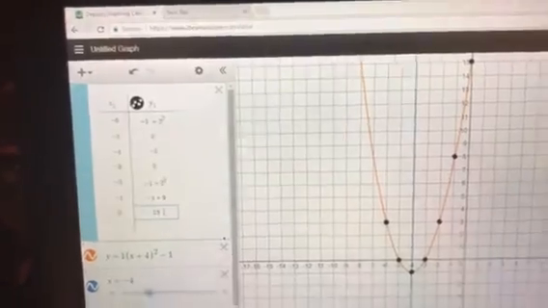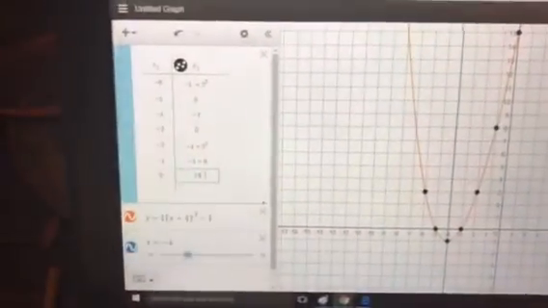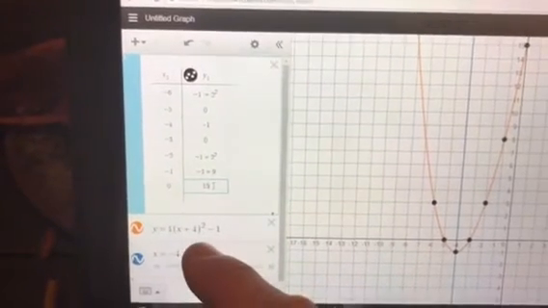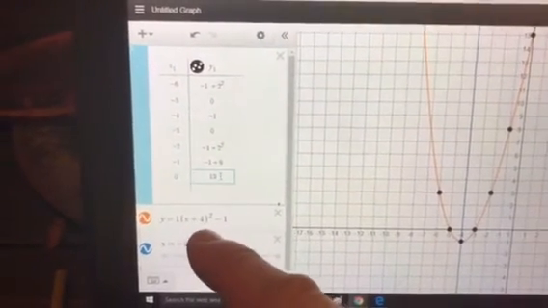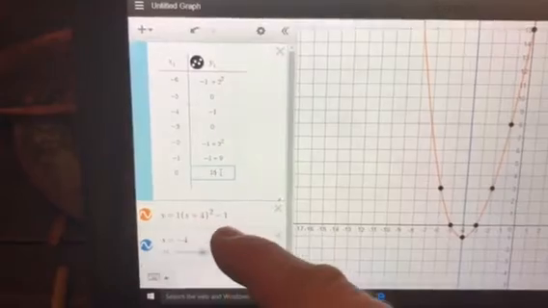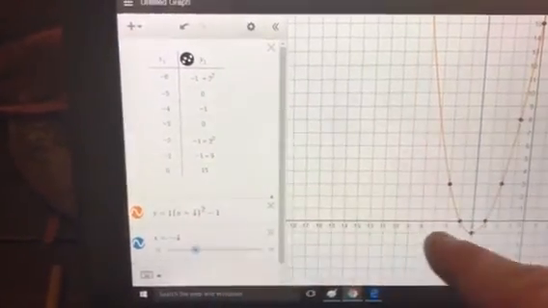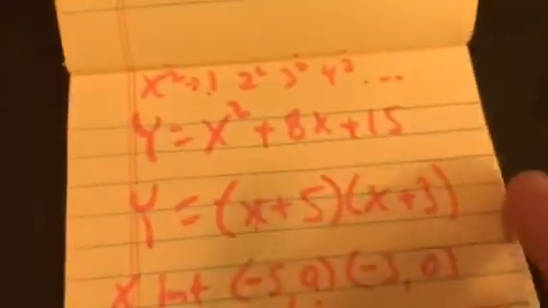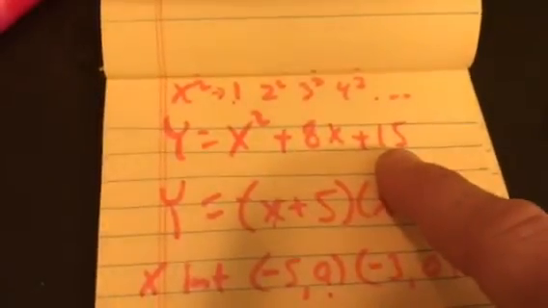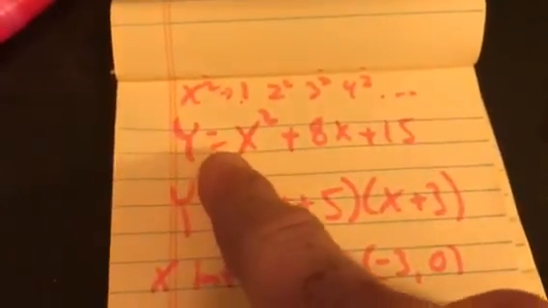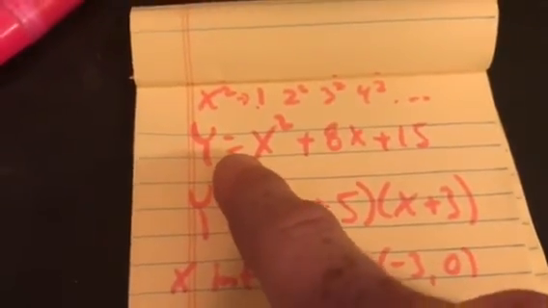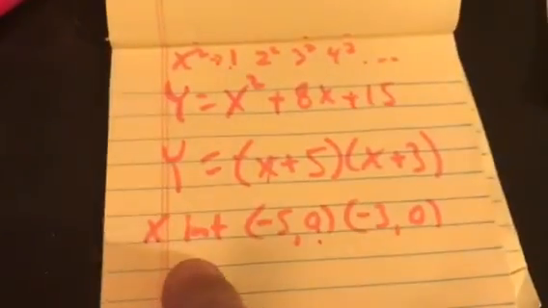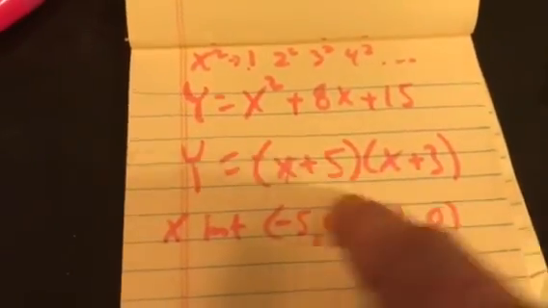From our three forms, we have our vertex form right here, which tells us the vertex. Remember that inside the parentheses, it's opposite. So our x value would be -4. Our y value is -1. Our standard form tells us the y-intercept, and that the rate is the same as x squared. And our factored form tells us the intercepts, so it's the opposite of what's in the parentheses.